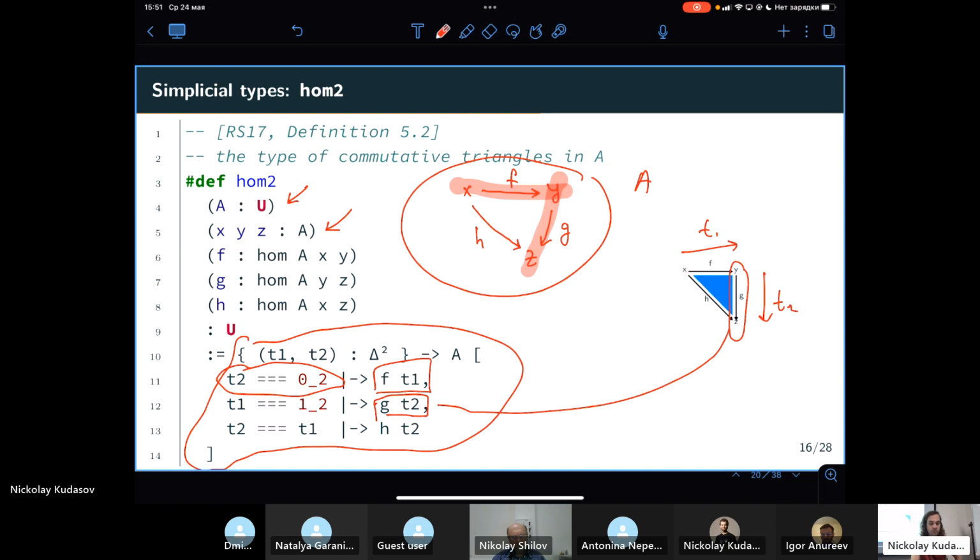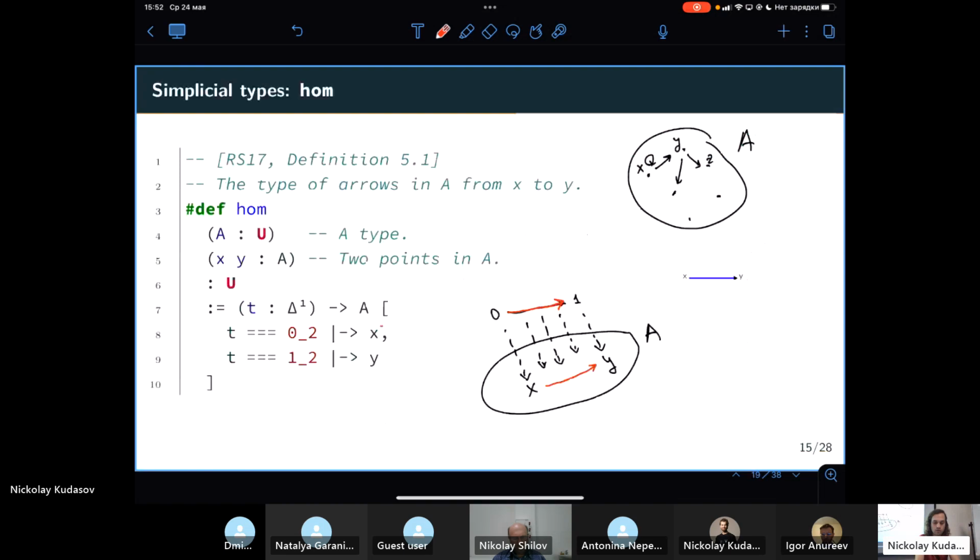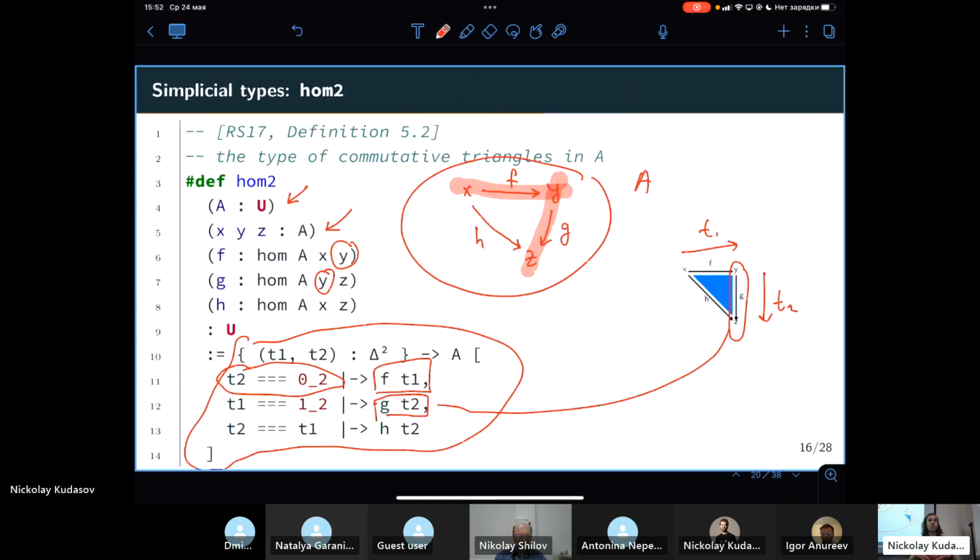Is it true that f at that point is equal to g at that point? So if we check, f when t1 is equal to 1 is y, and g when t2 is equal to 0 is also y. We know that from the type of hom. Why do we know this from the type of hom? Well, this is because by definition, it's a type where we know exactly what happens at 0 and 1. So we can trace this, again, we can compute what happens for these two things.